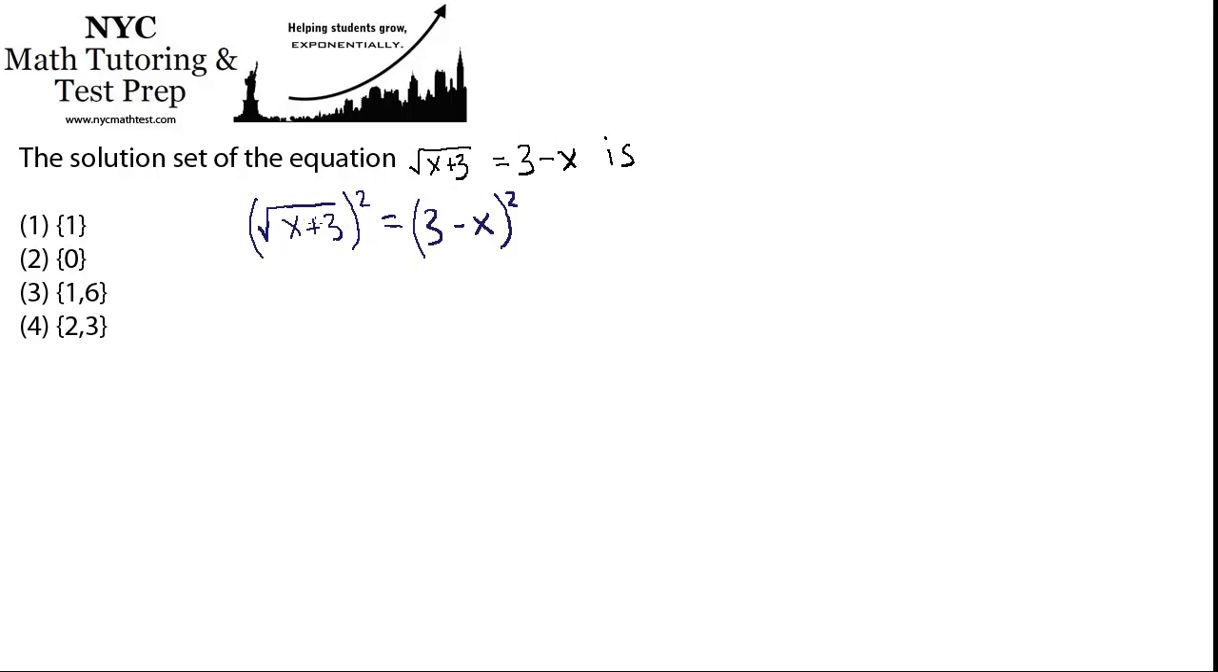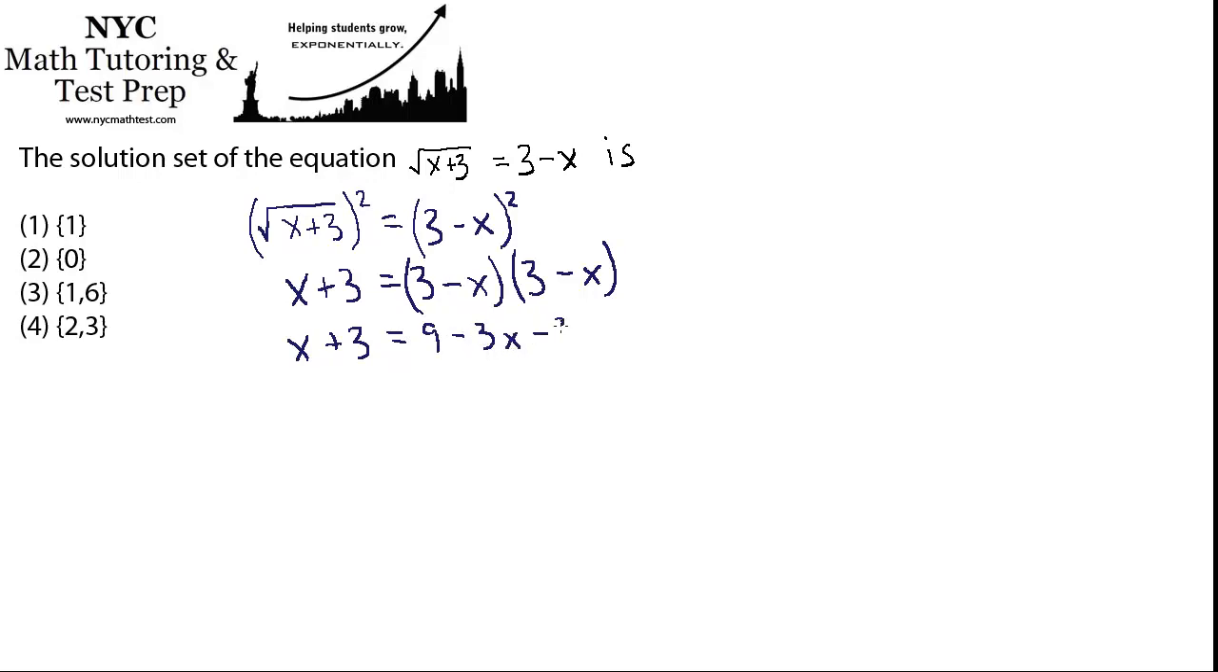So if we take square root of x plus 3 and square it, then anything that you're taking the square root of that's then being squared just becomes itself, right? So this just becomes x plus 3. On the right side we have to FOIL. We have 3 minus x squared, which is the same as 3 minus x times 3 minus x, and we now have to FOIL that. So let's see what that turns out to be. 9 minus 3x minus 3x plus x squared.